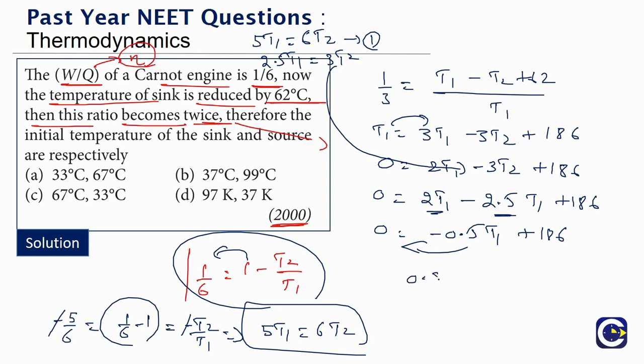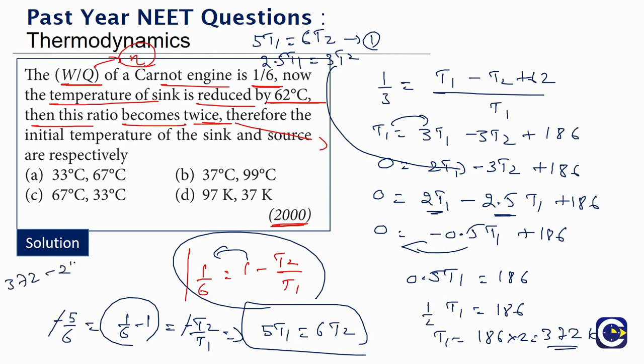What will we have? 0.5 into T1 is equal to what? 186. 0.5 means 1 by 2. So T1 is equal to 186 into 2, that is 372. That's on the Kelvin scale, but we are looking for the value on the Celsius scale. So 372 minus 273, that is 99.